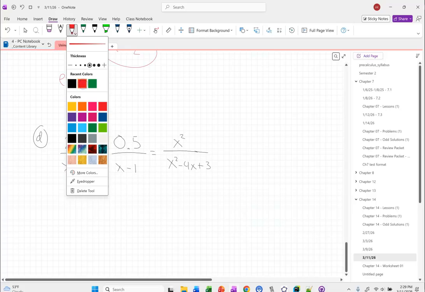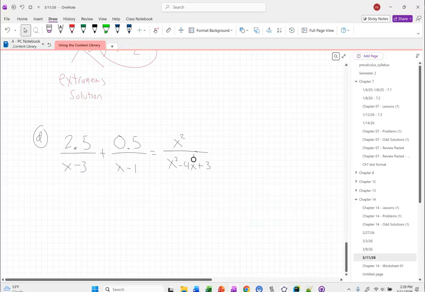What type of an equation do we have? Rational. How do I know? Because X is in the denominator. How do I solve a rational equation? LCM. Multiply both sides of the equation by the LCM.